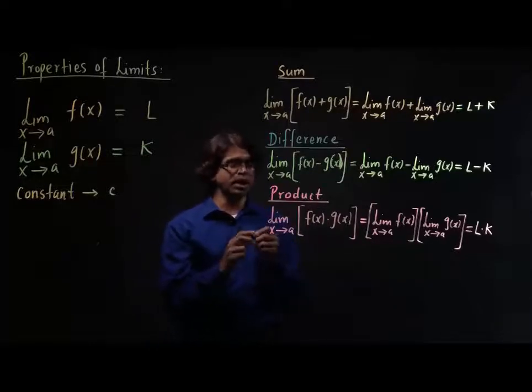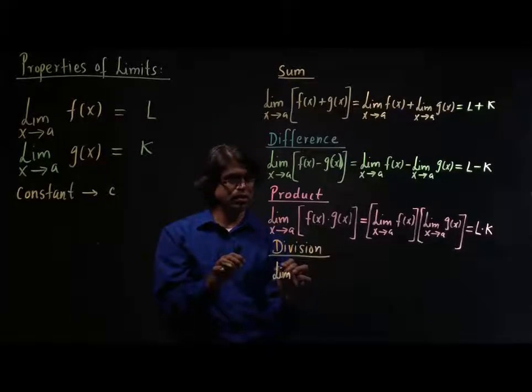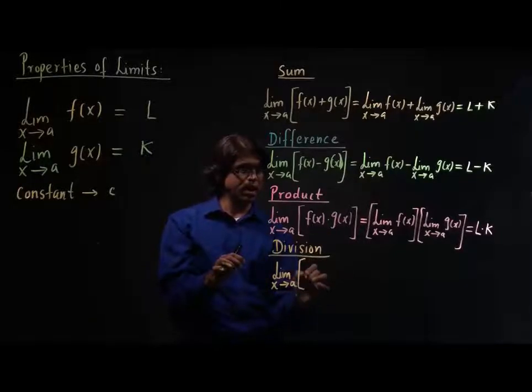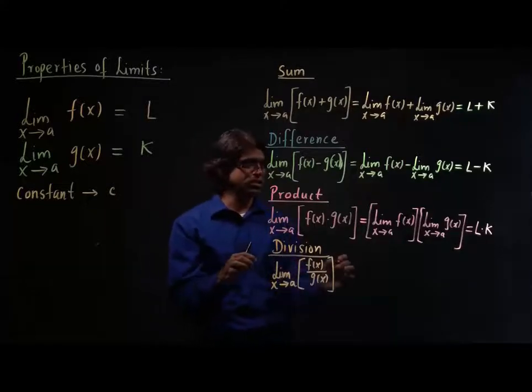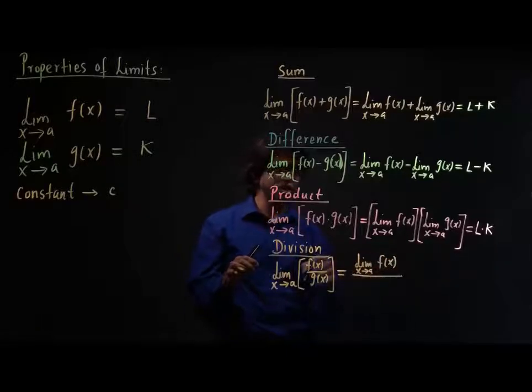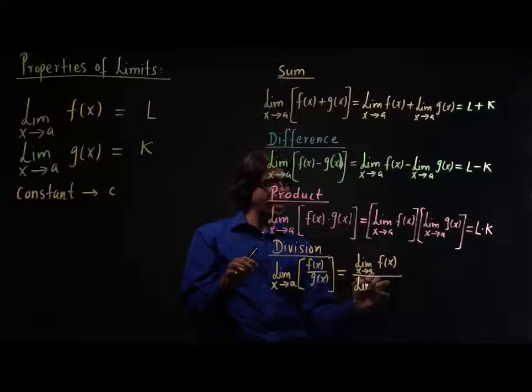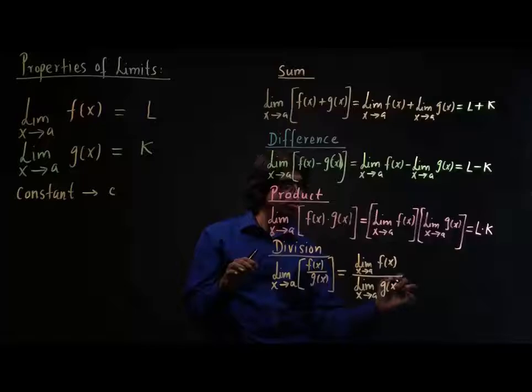Now my next property is division. So the limit of the function when we divide, limit x tends to a f(x) over g(x), is basically what? I'm going to separate the function. So the limit will be limit x tends to a f(x). So I'm finding the limit of the numerator, which is f(x), and then I'm finding the limit of the function in the denominator, which is g(x).